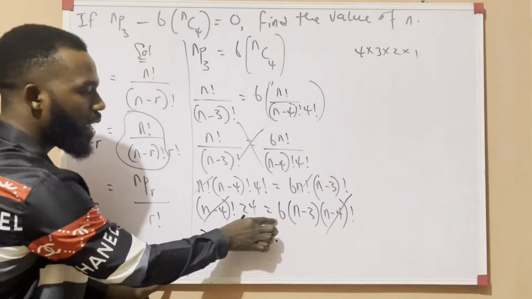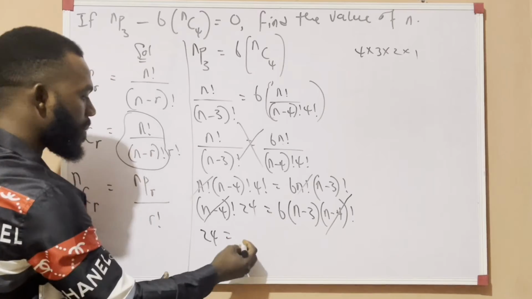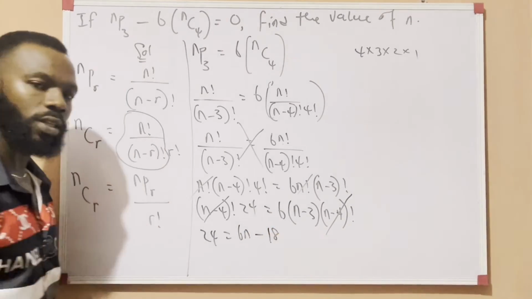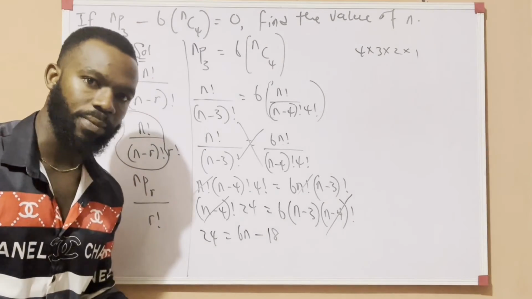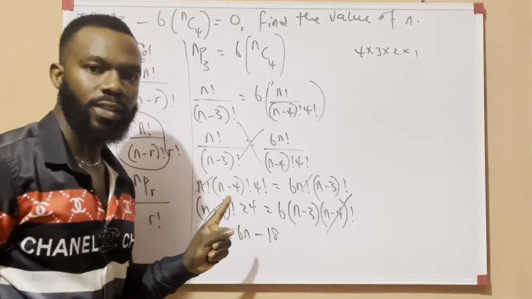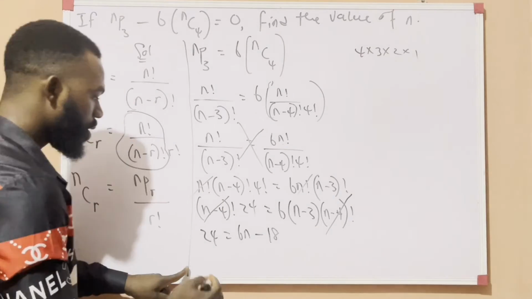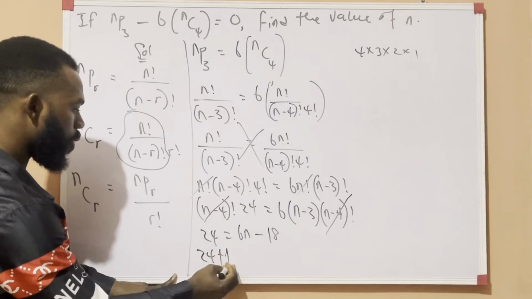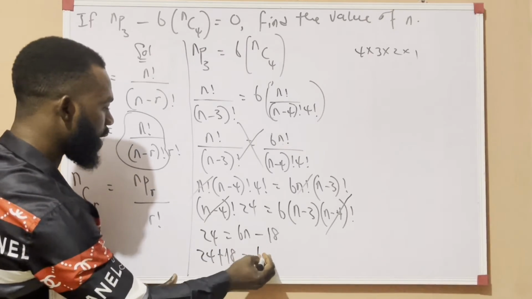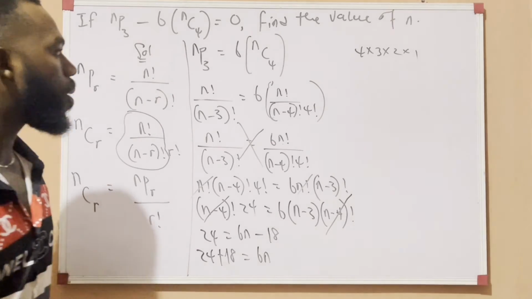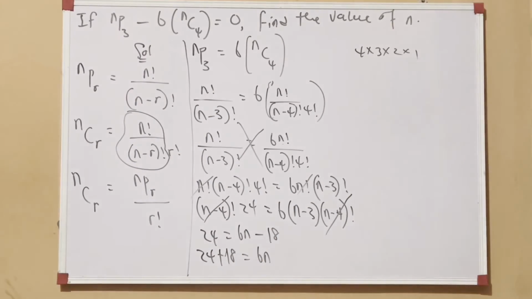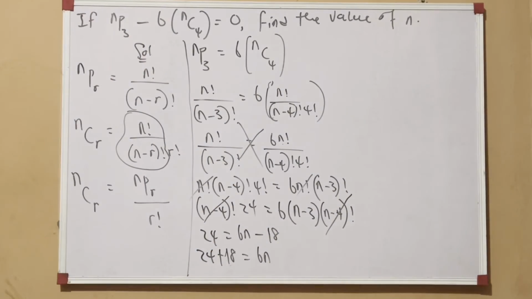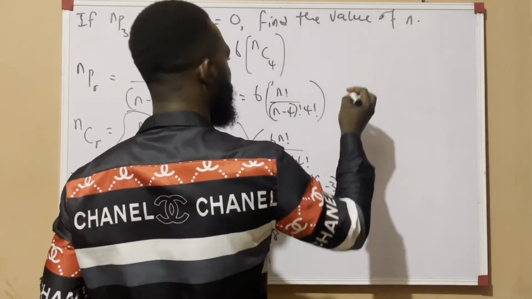24 is equal to, if we open the bracket, 6 multiplied by n gives us 6n, minus 6 multiplied by 3 gives us 18. So we are going to collect like terms. When minus 18 crosses to the left hand side of the equation, it becomes a positive 18. So here becomes 24 plus 18, which is equal to 6n. Now 24 plus 18 gives us 42.